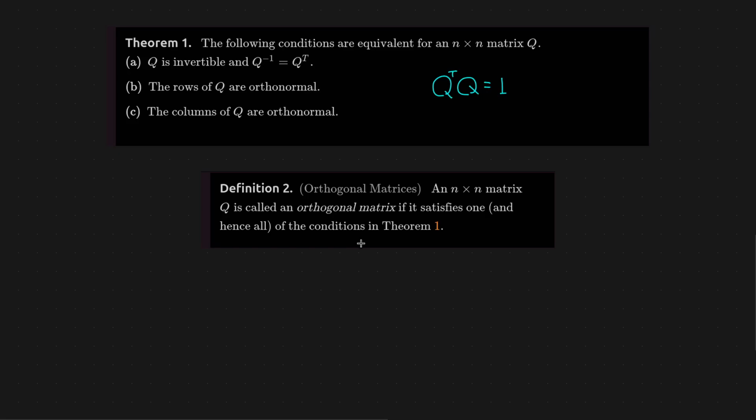Okay? But if it is an orthogonal matrix, these other conditions also hold. The rows are all orthonormal to each other. The columns of an orthogonal matrix are all orthonormal to each other.